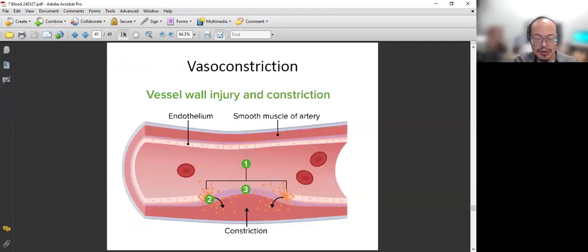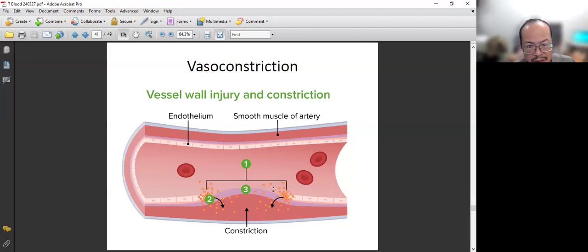So first one is constriction. So you have the injured side. So here is the injured side. Then you have the constriction. I also want you to know that any injury will cause the constriction. And that is why hypertension will cause the injury. You can see that this endothelium cell is injured. They disappeared.